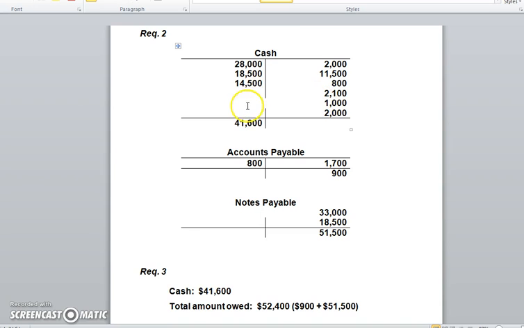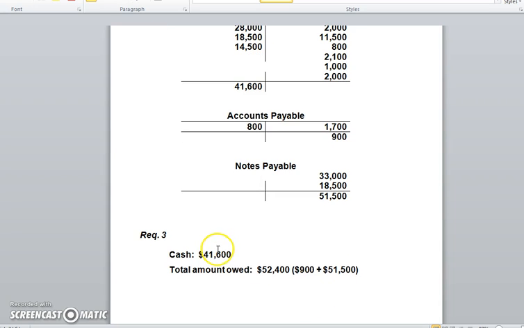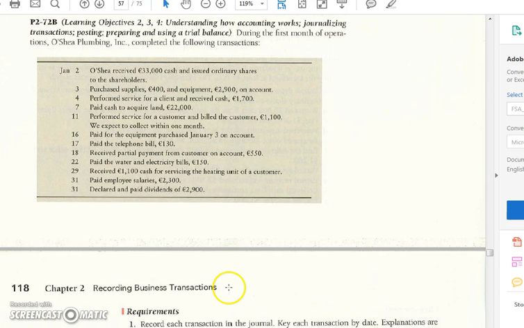So if you add that all on the debit side and all on the credit side, you find that there's a balance of $41,600 in the cash account. Accounts payable, after charging that much, they paid it off, some of it in cash. There was that much left over. And then here we are in the notes payable. And then the last part is, the cash, they've got $41,600, and the total amount owed is here. You add the accounts payable balance and the notes payable balance. And now we are at number 72.